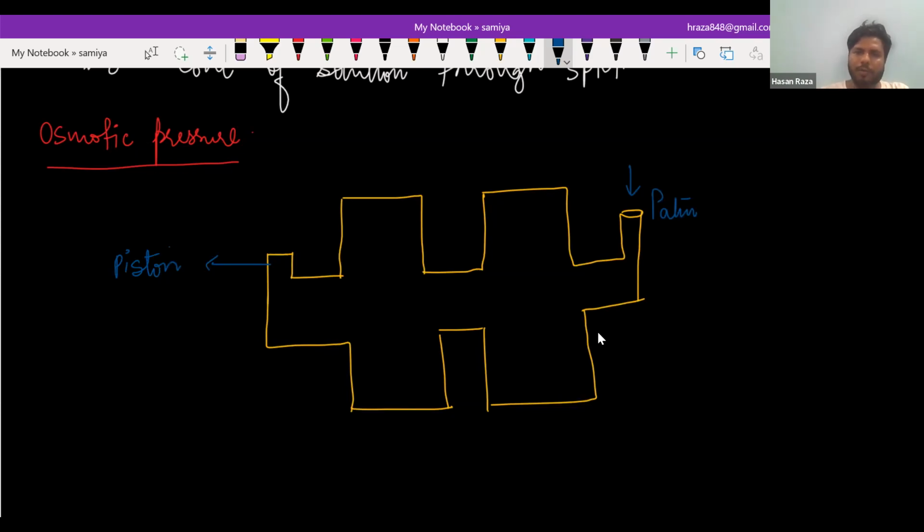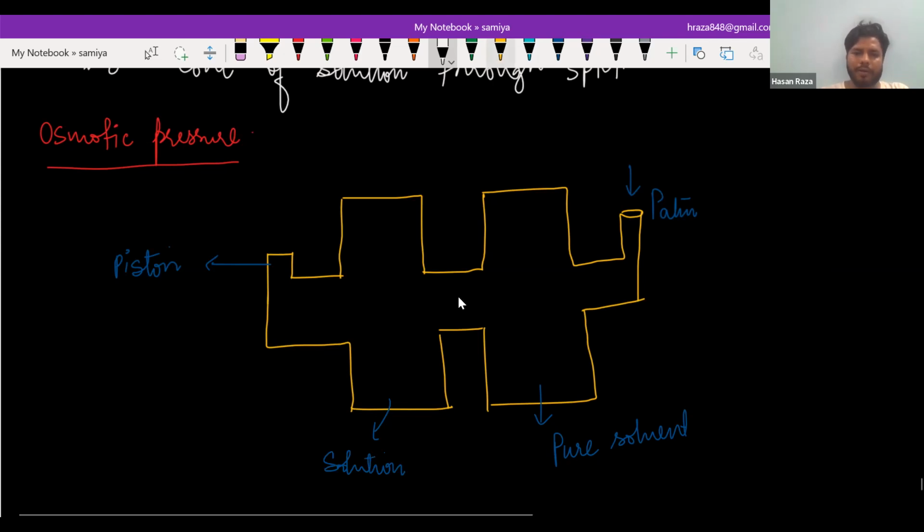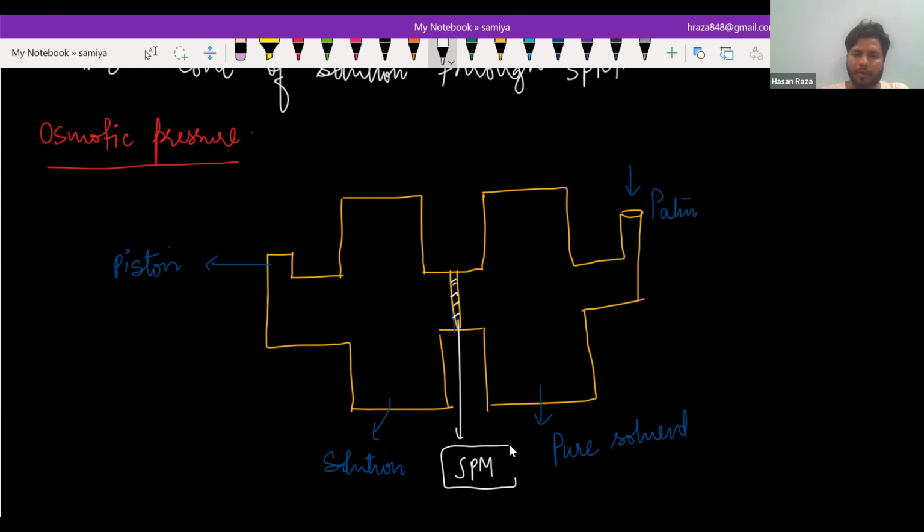Here it is pure solvent. On the right hand side, it is pure solvent. And here in this container, it's solution. That means solute plus solvent. And the most important is it is divided by a semi-permeable membrane. This is SPM. SPM is the boundary from which only solvent can pass.